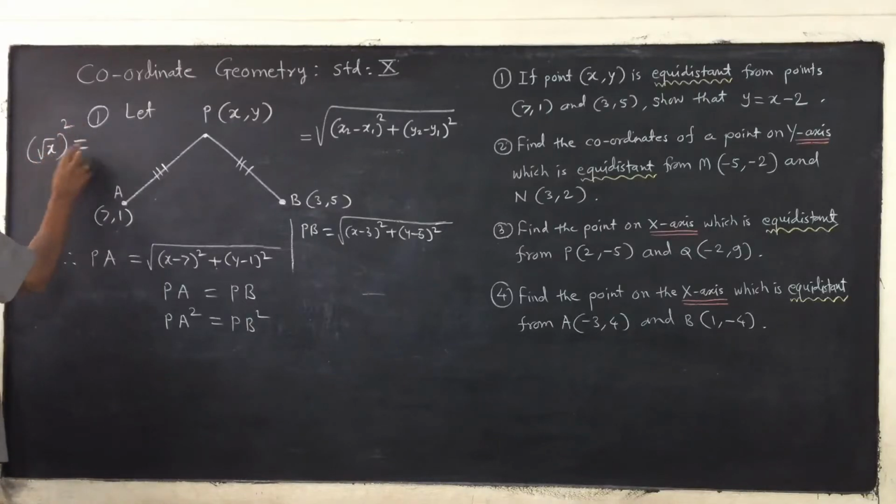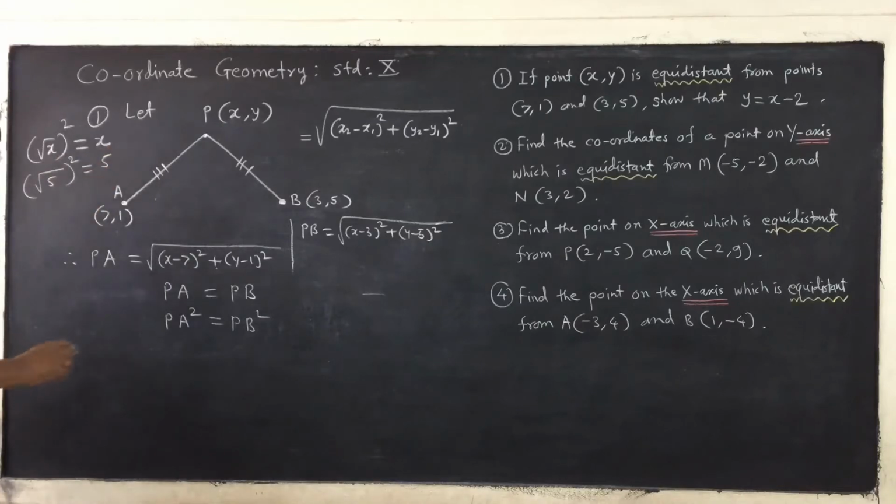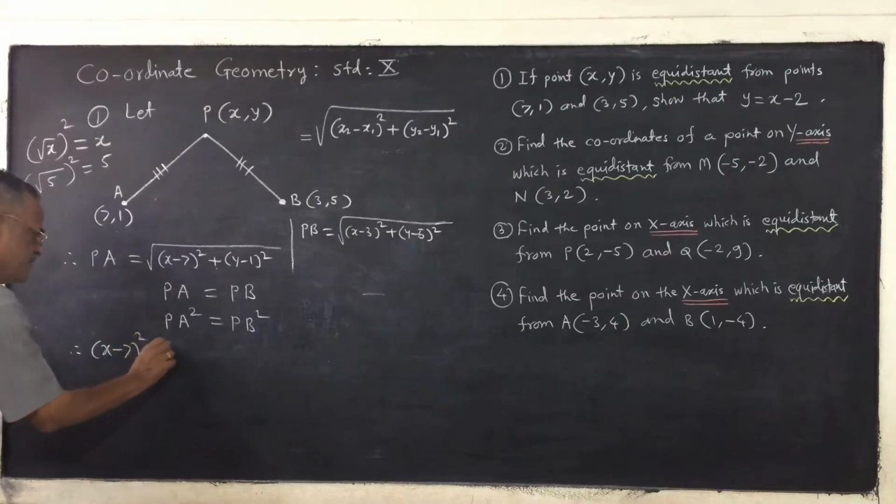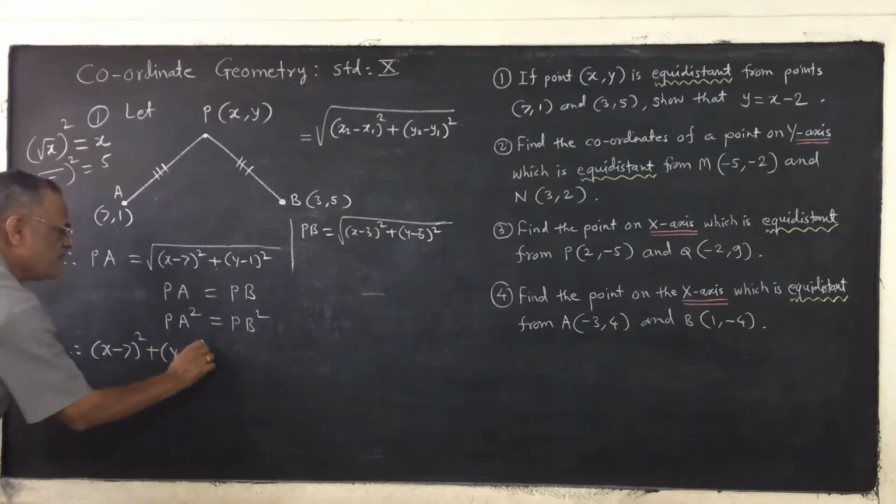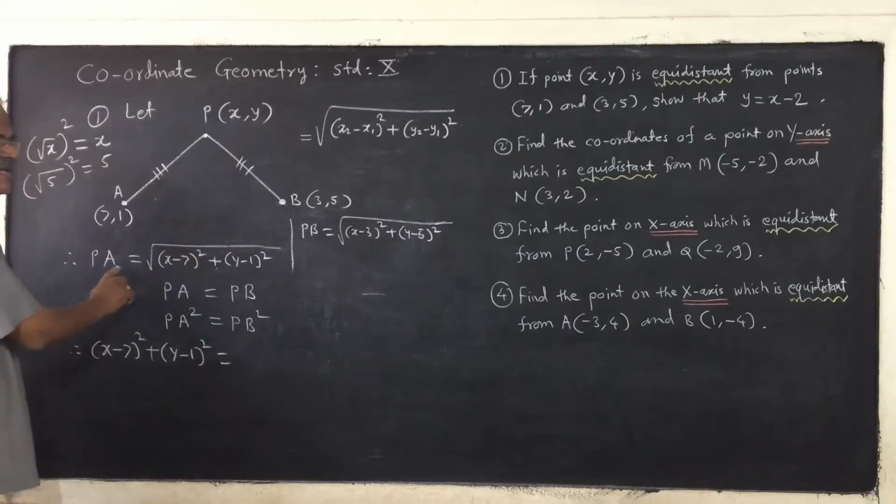The square of the square root of x is x. Remember that under the root sign, for example the square root of 5, and the square is there. What is that? 5. So what is PA square? Under the root sign, cancellation is there. So you are getting (x minus 7) whole square plus (y minus 1) whole square, that is PA square.